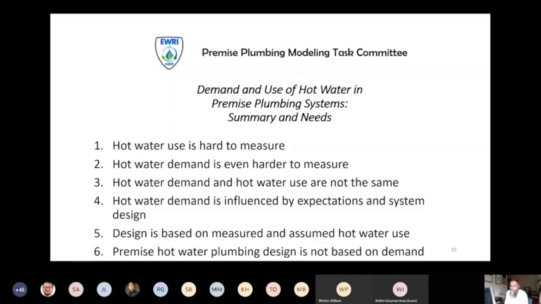Just summaries. Hot water use is hard to measure. Hot water demand is even harder to measure. They aren't the same. Hot water demand, what we expect and the way we actually behave, depends on our experience with the system. Next slide.